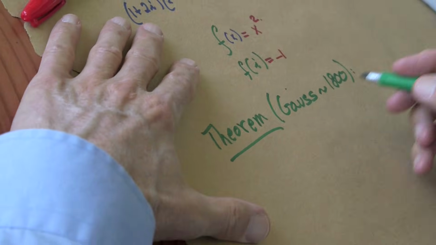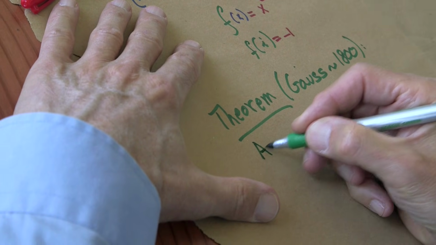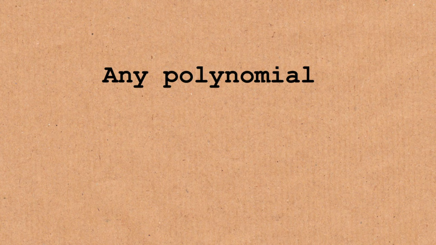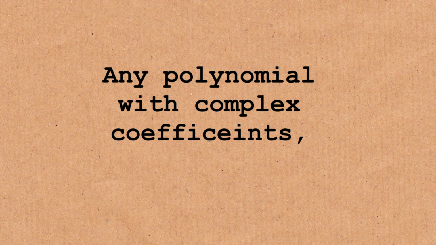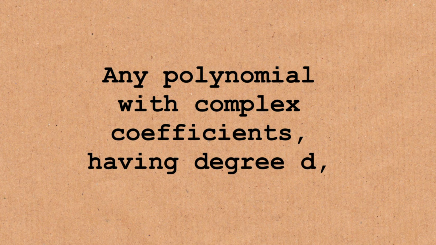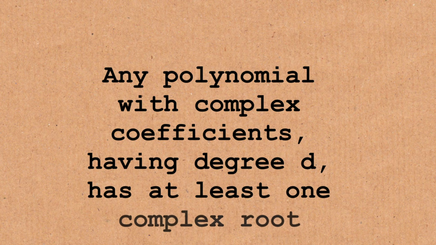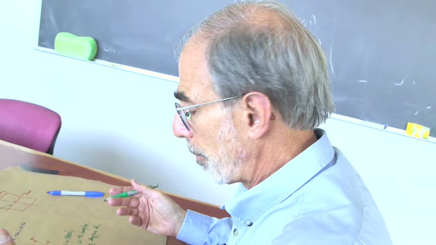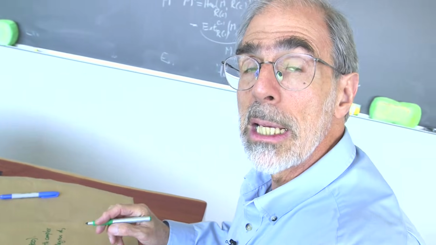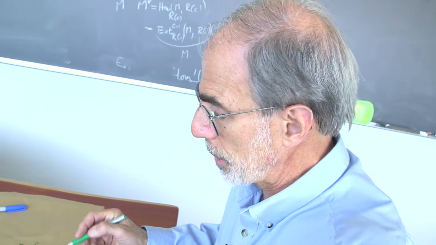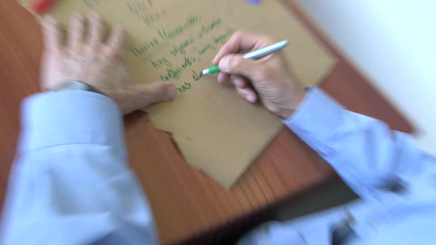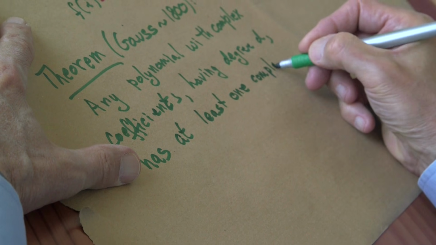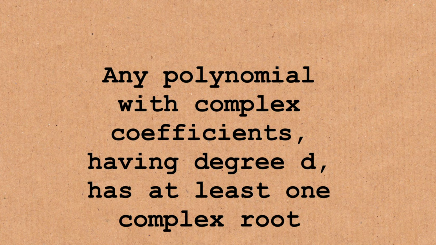Anyway, the theorem says that any polynomial with complex coefficients, can I spell coefficients? Yes. Having degree d, that is the polynomial, not the coefficients, has at least one complex root, but actually it follows from that it has d complex roots computed with multiplicity. But let's just say has at least one complex root. Then we don't have to talk about multiplicities.